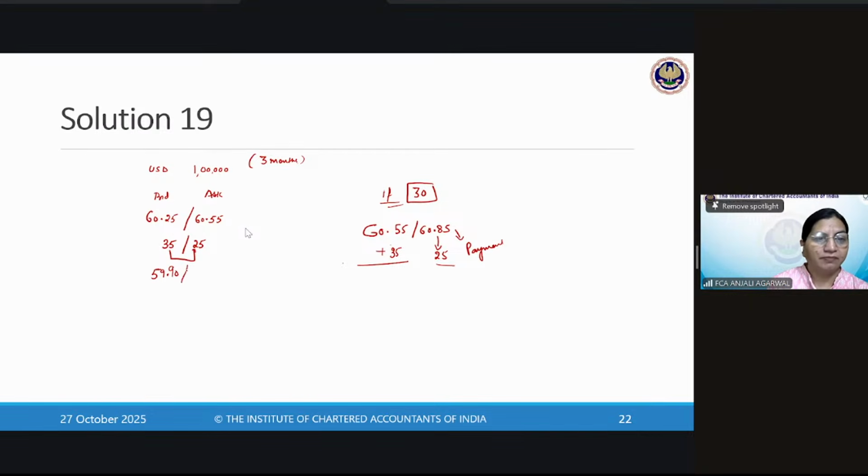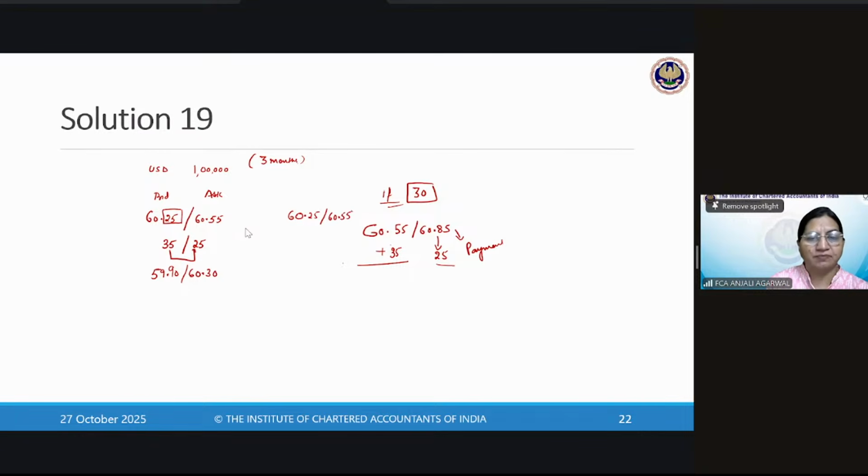Yes. But when they are asking from you, they will not decrease so much. 60.30. So swap points mean the rates always change; the actual PIP increases.